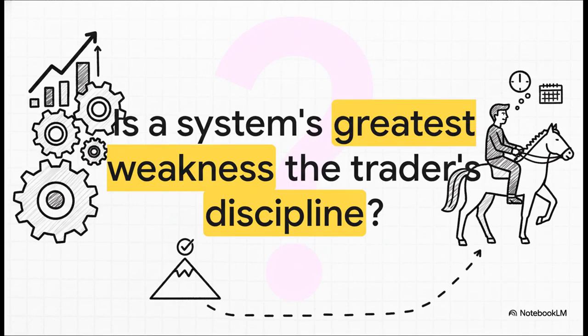And I'll leave you with this final thought to chew on. You can have the best, most sophisticated system in the world, but at the end of the day, it's only as good as the person executing the trades. So, is the real challenge finding the perfect indicator, or is it developing the unbreakable discipline to actually follow its rules?